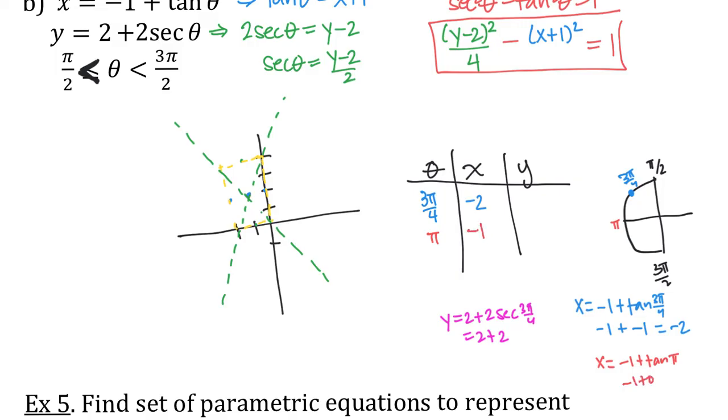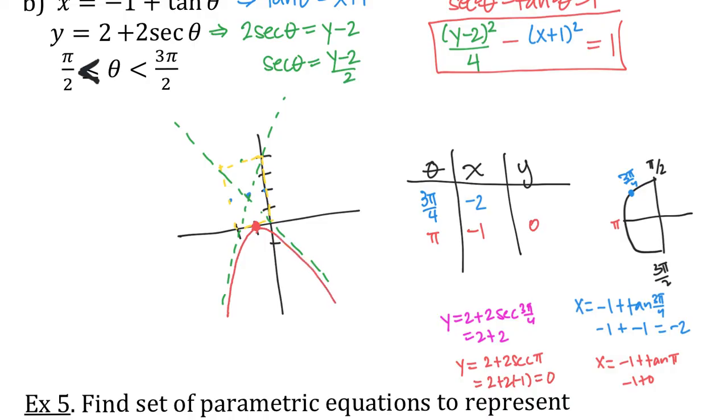Let me try the y and see if I get better luck this time. 2 plus 2 secant pi. Okay, secant is the reciprocal of cosine. What's the cosine of pi? That's -1. So the reciprocal of -1 is still -1. So 2 plus 2 times -1 is 0. Okay, that's a little better. Where is -1, 0? -1, 0 is right here, which means I'm actually dealing with the bottom half of the hyperbola. So actually that gave me a lot of information.